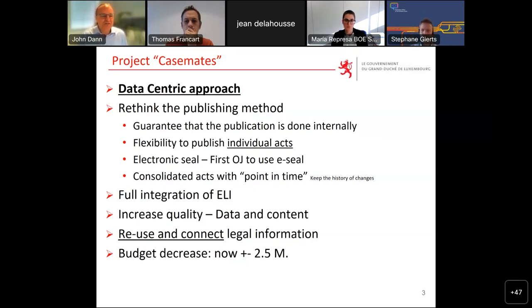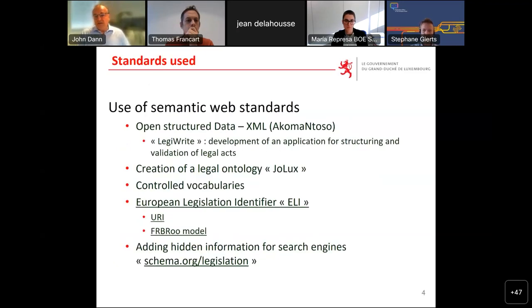see later on. So what we used, just very briefly, structured data, it's the XML, which generates all the other formats. So since 2017, I can guarantee that the content is the same. We did create a legal ontology, which is called GeoLux, which is actually a bit more expanded than the ELI ontology, because we have more information. We have controlled vocabularies, and here again, controlled vocabularies is something essential to find correctly information. Those who are publishing, those who are the experts in legal data, know about it. So, but our politicians sometimes, I would say, don't see the benefit of controlled vocabularies.